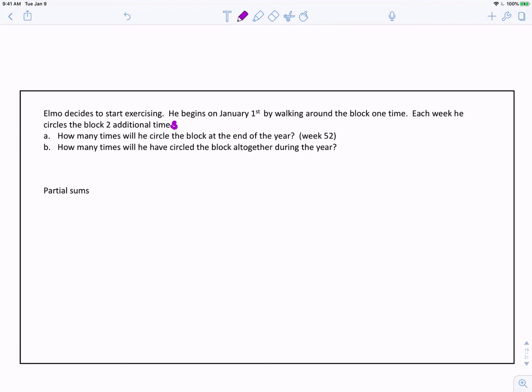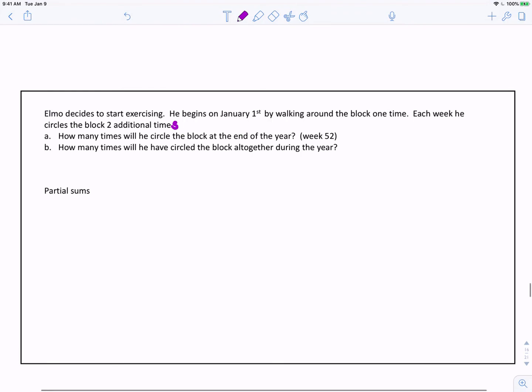So let's take a look at Elmo's exercise regimen. In week 1, when he starts, and let's just call that the first term of our list, he circles the block 1 time. And in week 2, he's going to do it 2 more times. He'll circle 3 times. In week 3, he'll do 2 more. That's 5 times. In week 4, he'll do 2 more. That's 7 times. And so the first question asks us, what would the 52nd term of this sequence be?